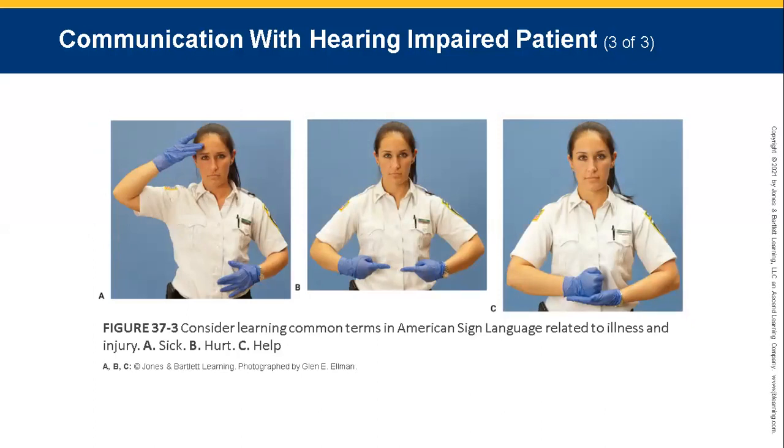Some simple sign language: sick, hurt, help. You can look at that when you have time.